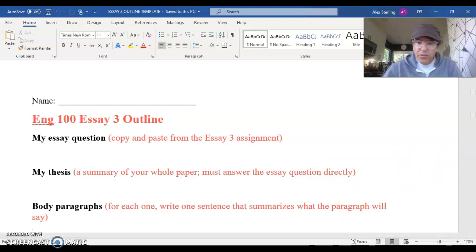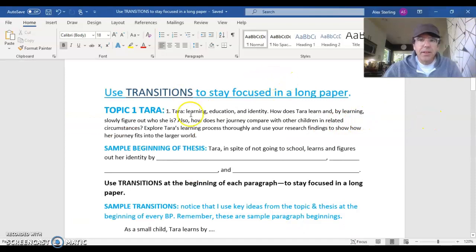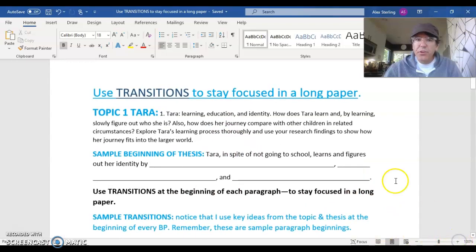For this video, I want to focus on the idea of transitions. So in a long paper, you have to use transitions. You have to move your reader from one thing to the next thing to the next thing. And your reader might forget what your thesis was. Your reader might forget what your topic was. And so you have to keep your reader's mind on it, page after page in a long paper.